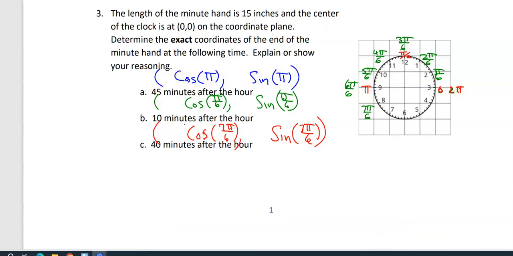So to finish off the first page, now the radius is 15, so that means the coordinates are going to be 15 times larger than the original. So these will both be 15 cosine and sine of pi. These will both be 15 cosine of pi over 6, 15 sine of pi over 6, and these will be 15 cosine of 7 pi over 6, and 15 sine of 7 pi over 6.